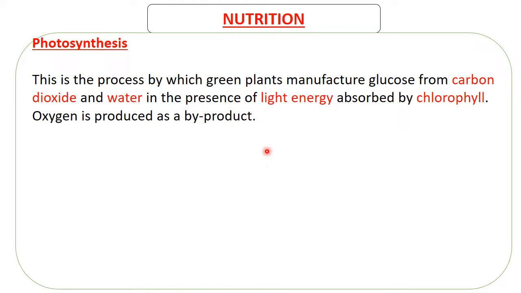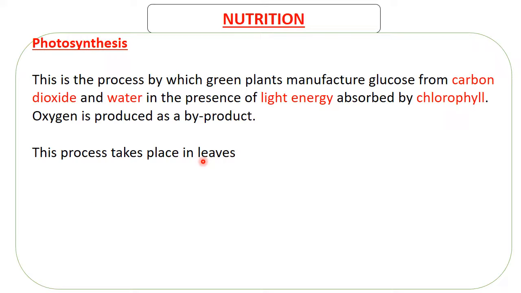the process by which green plants manufacture glucose from carbon dioxide and water in the presence of light energy absorbed by chlorophyll. So we have glucose, which is food being made, and we have carbon dioxide and water reacting in the presence of light energy, which is absorbed by chlorophyll. In this process, oxygen is produced as a byproduct. The process takes place in leaves.